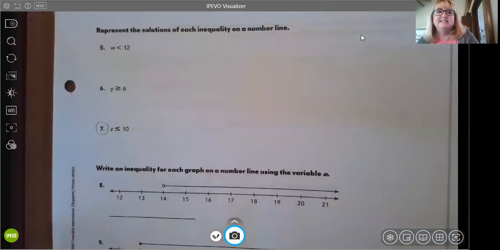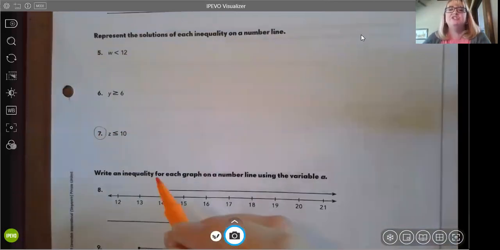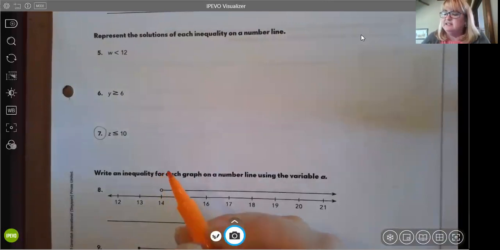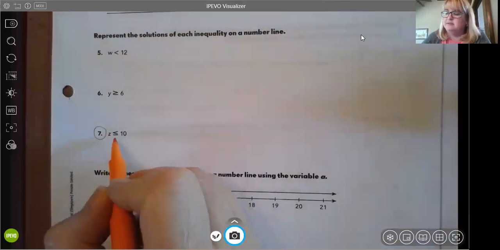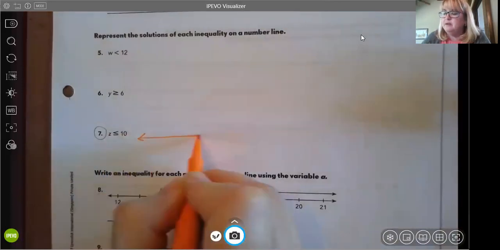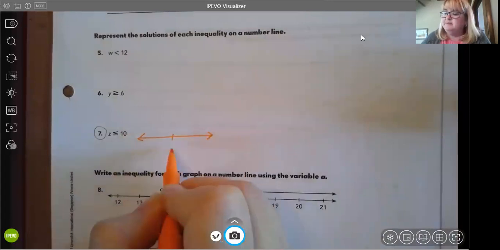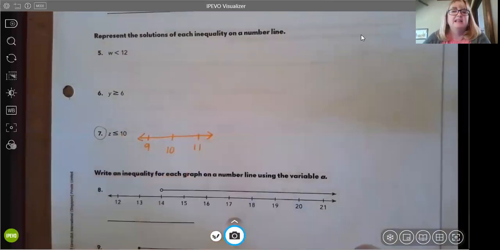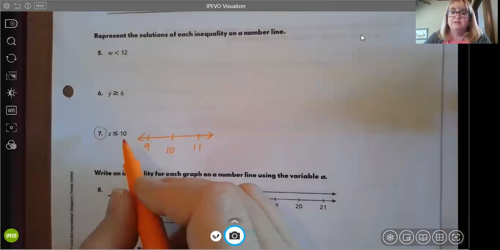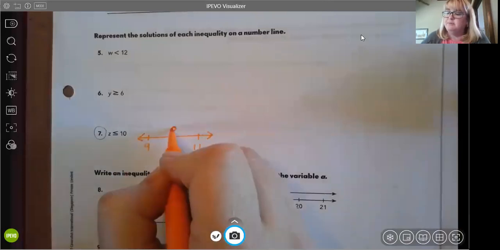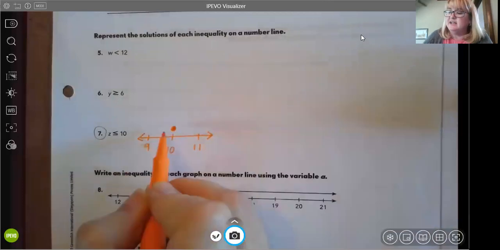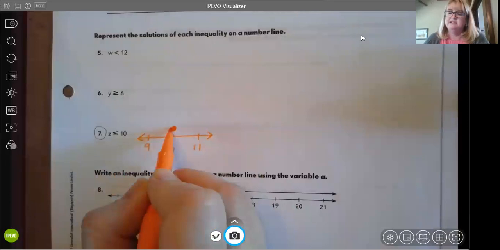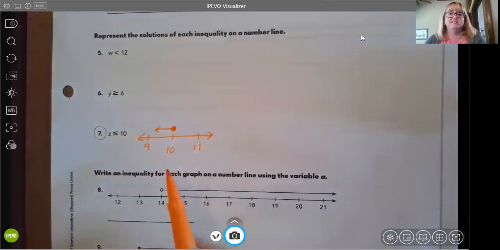All right, 5, 6, and 7 says represent the solutions of each inequality on a number line. It's asking you to graph the solution set. So let's do 7. Z is less than or equal to 10. So I need a number line. My target number is 10. The numbers around it go like this. All right, less than or equal to, open or closed circle. Well, it would be closed because we do include 10 in our solution set. The numbers that are less than 10 go to the left. So there is the graph of our solution set.